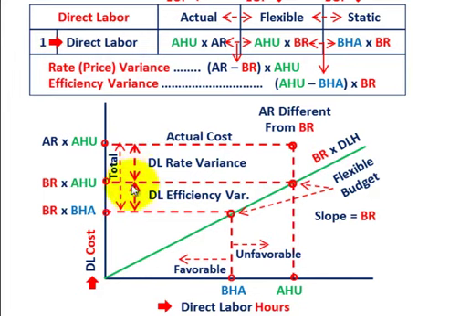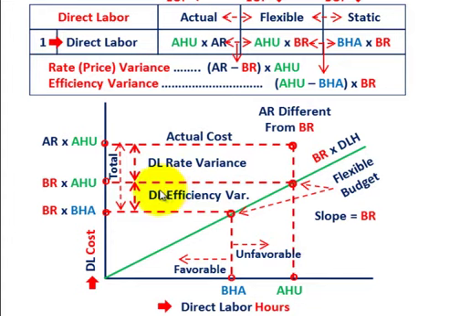Then we'll look at the direct labor rate variance, and that's simply the difference between our budgeted rate times the actual hours used versus our actual rate times the actual hours used. Going up to our chart, that's really our actual versus our flexible amount. That is called the direct labor rate variance. You see that on our graph.